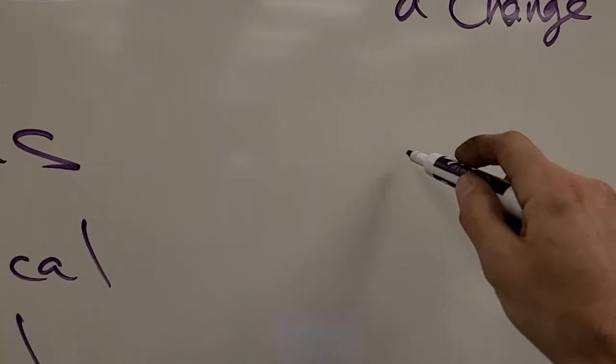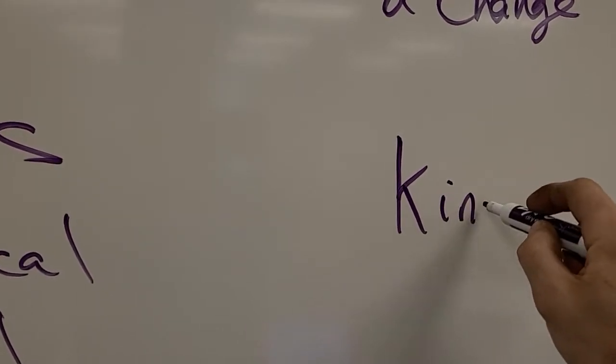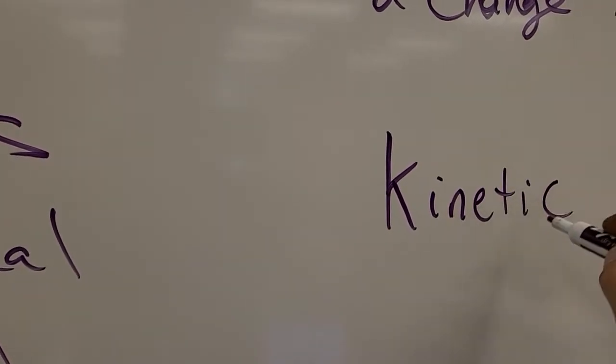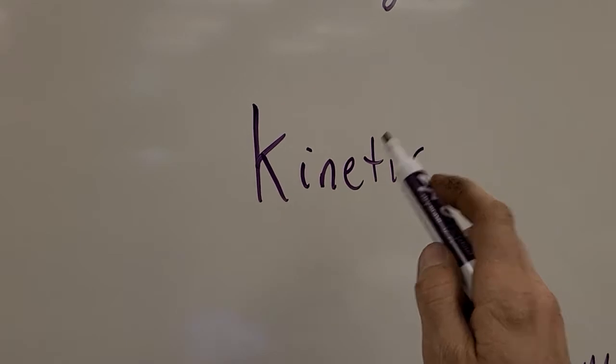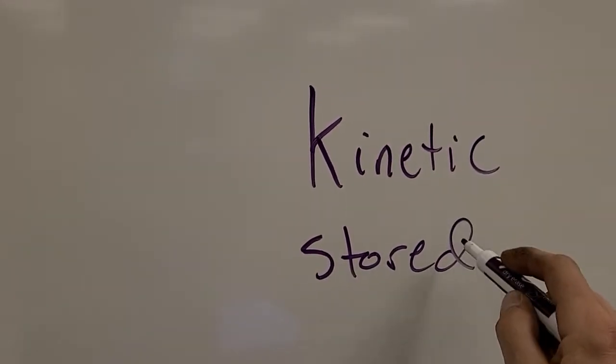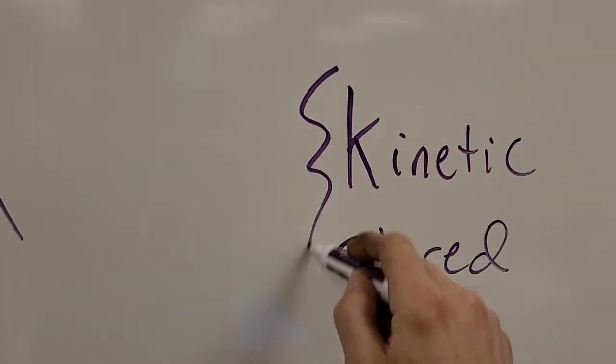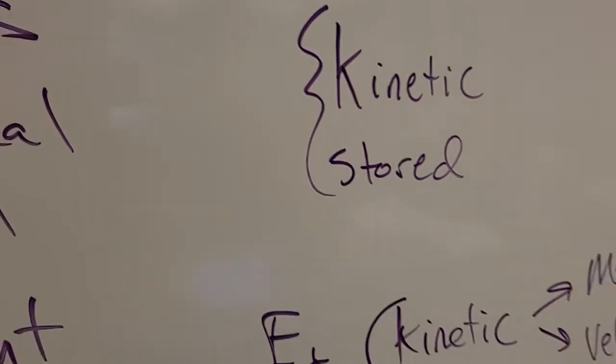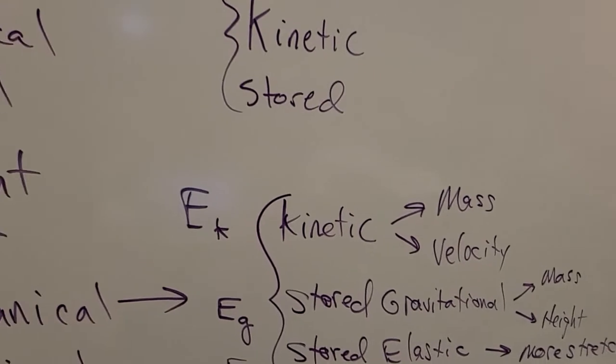So, when asked what the 6 forms of energy are, most people refer to the term kinetic and possibly potential. Here's the thing about that. I'm going to say stored instead of potential.